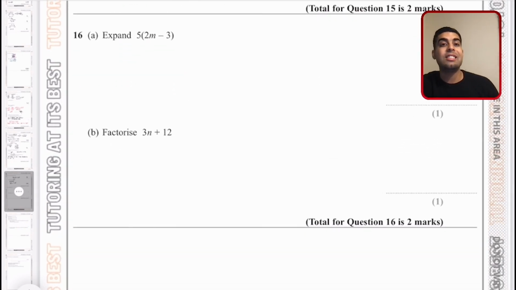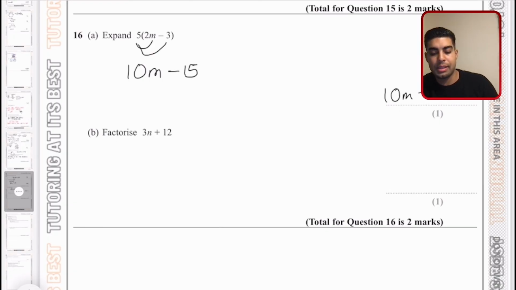Okay, we're now moving to expanding brackets and factorizing. So simply, we can multiply 5 by 2m, which gives us 10m, and 5 by minus 3, which gives us minus 15. And that's written out there.